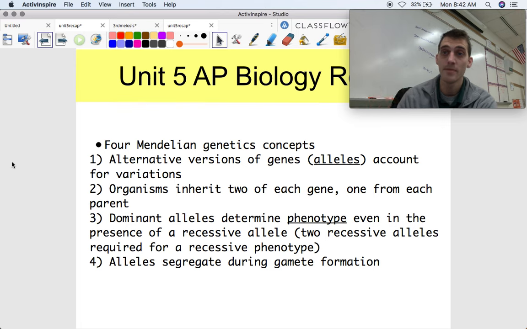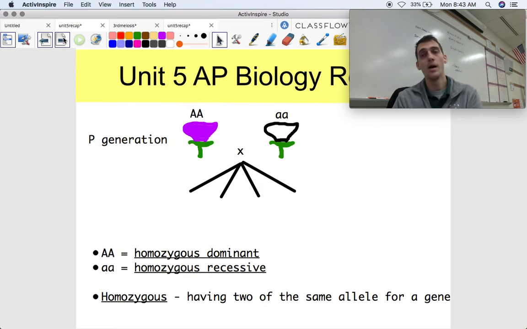Okay, when there's a dominant allele present, it's going to result in the dominant phenotype. That's why we call it dominant, because it kind of overpowers the other one a little bit. And number 4, alleles segregate during gamete formation. This is independent assortment. The alleles are separated out, and the inheritance of one allele does not affect the inheritance of other alleles. That's called independent assortment. Well, that's not entirely true, but we're going to get there.